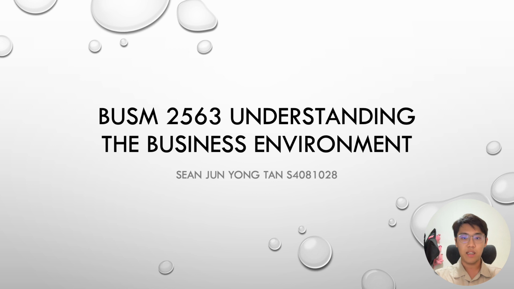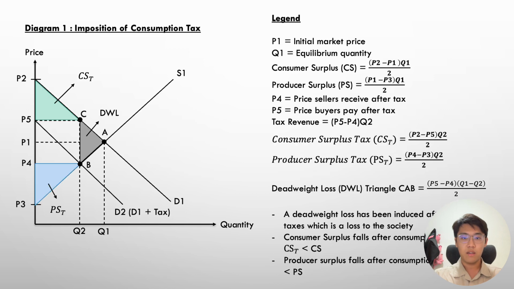I'll first begin with Task 1, Question 1. I'll first discuss how consumption taxes have an impact on consumer and producer welfare using a supply and demand diagram. As shown in the diagram, when consumption tax is introduced, there will be an increase in price paid by consumers, which results in a decrease in demand, causing D1 to shift towards the left towards D2. This would then result in a deadweight loss, highlighted in grey as shown in the triangle CAB.